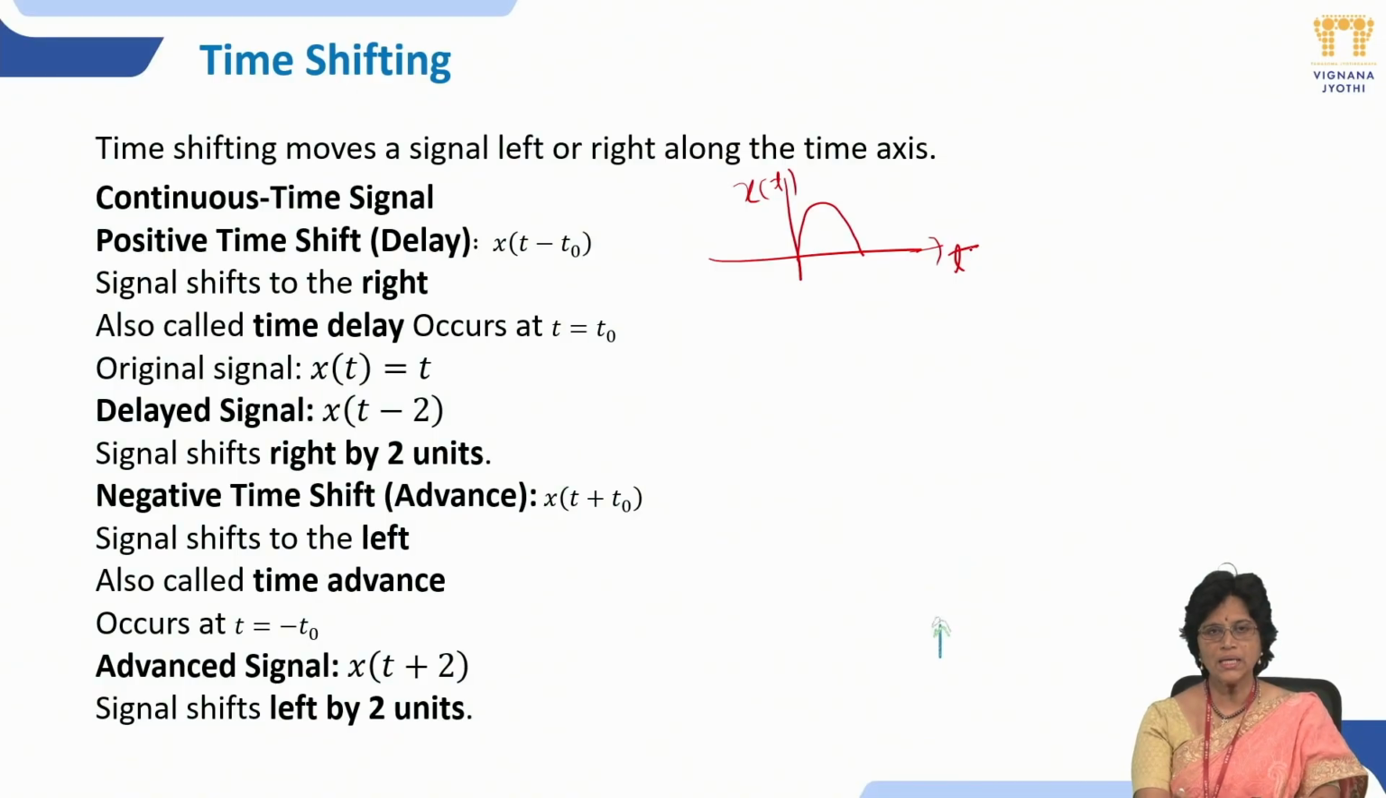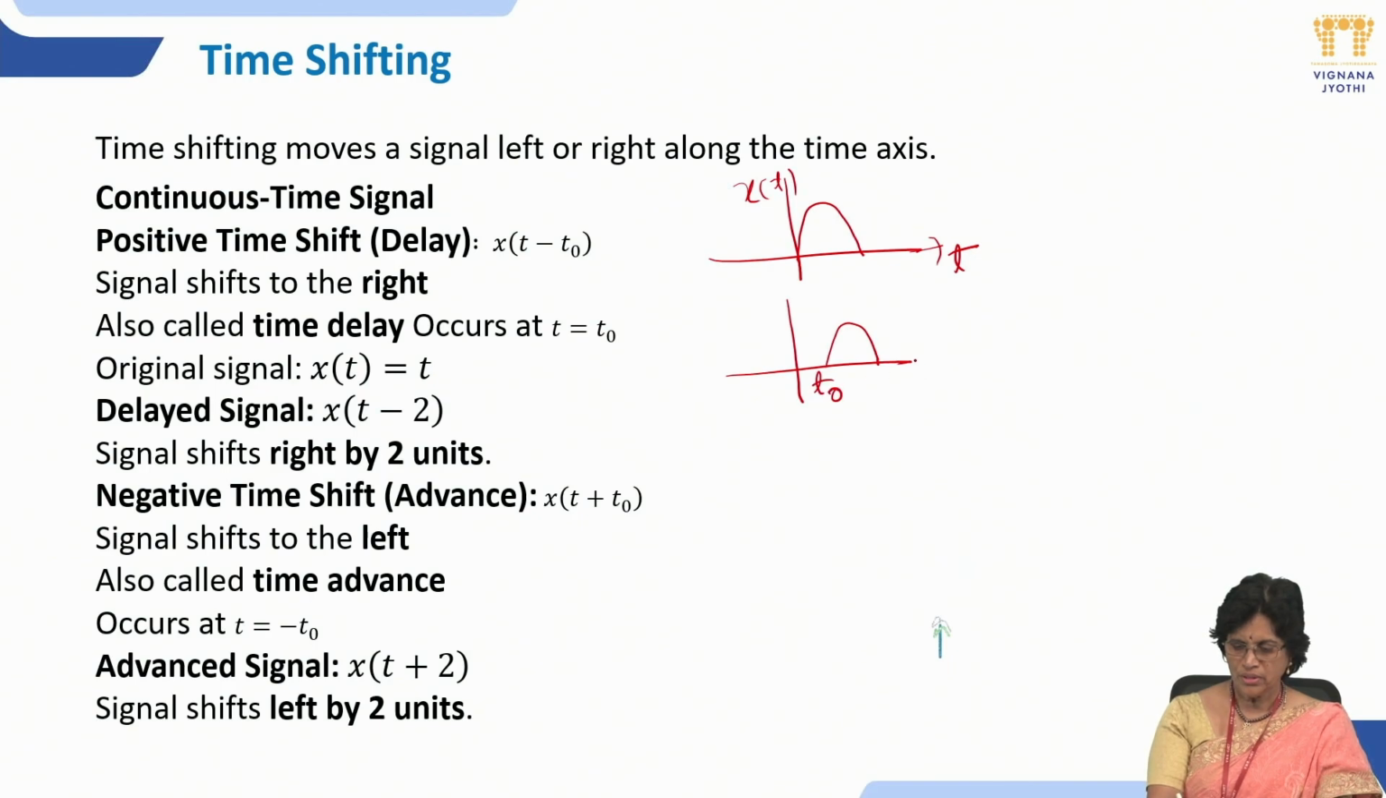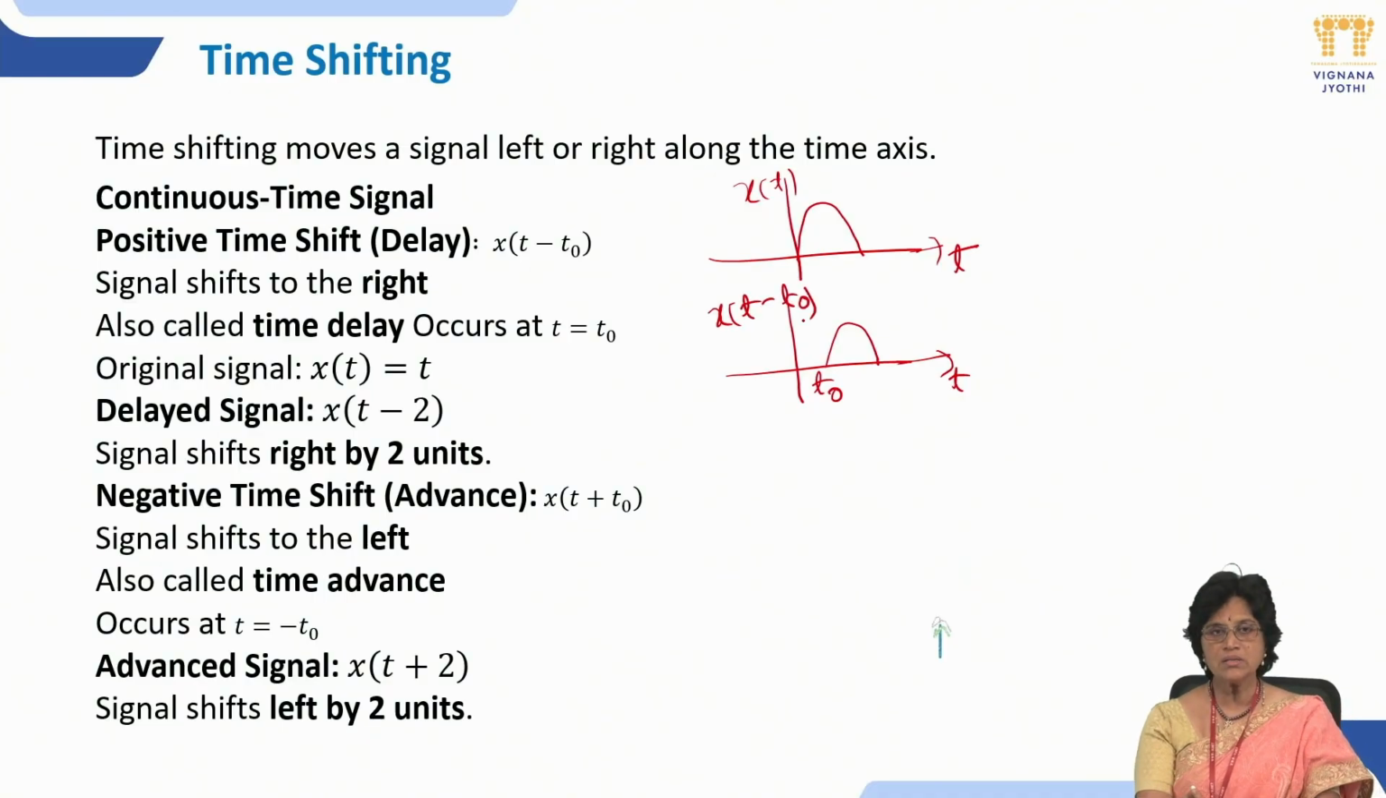A positive time shift is what we call time shifting. Here I am shifting my signal by t naught duration, so this is x of t minus t naught. This one we call delay. Always, if it is delay, we are shifting towards the right. So the entire signal is shifted by t naught units.